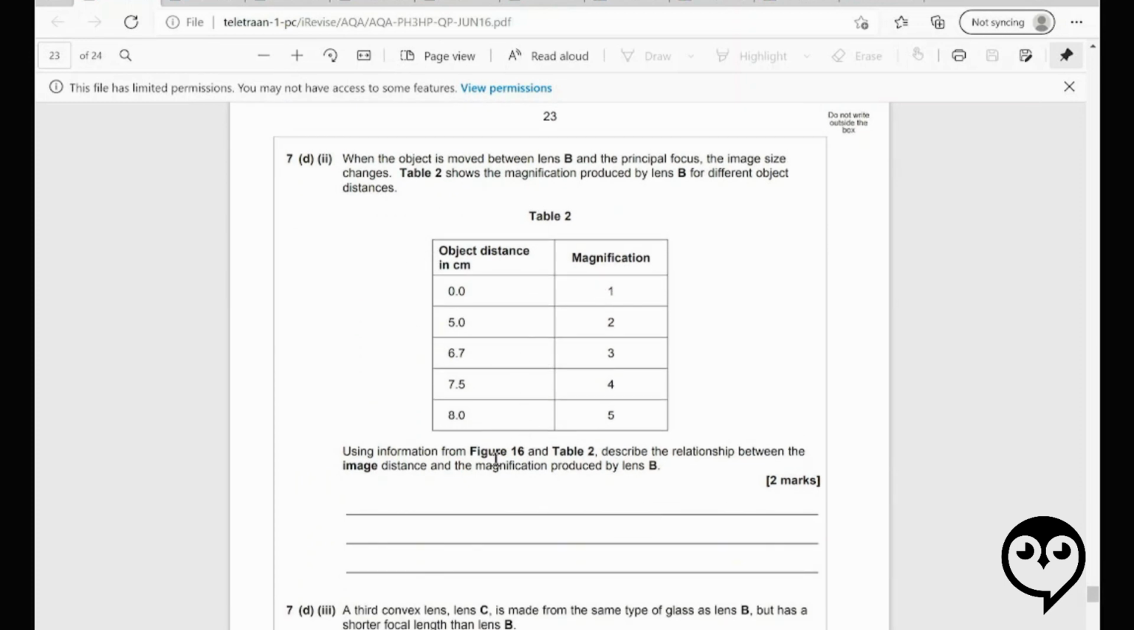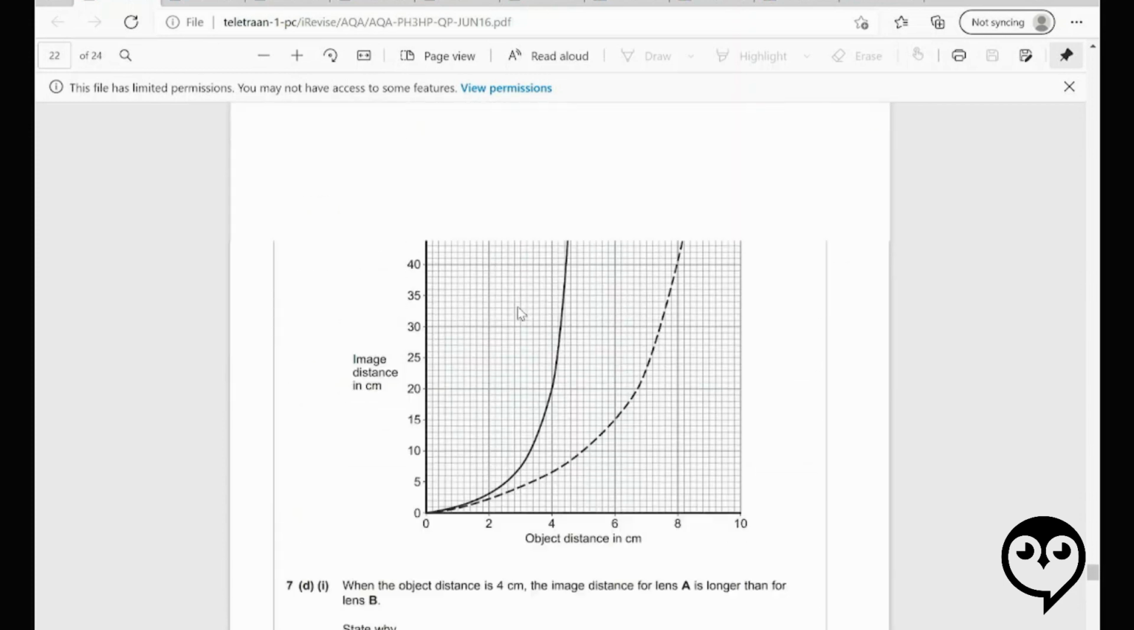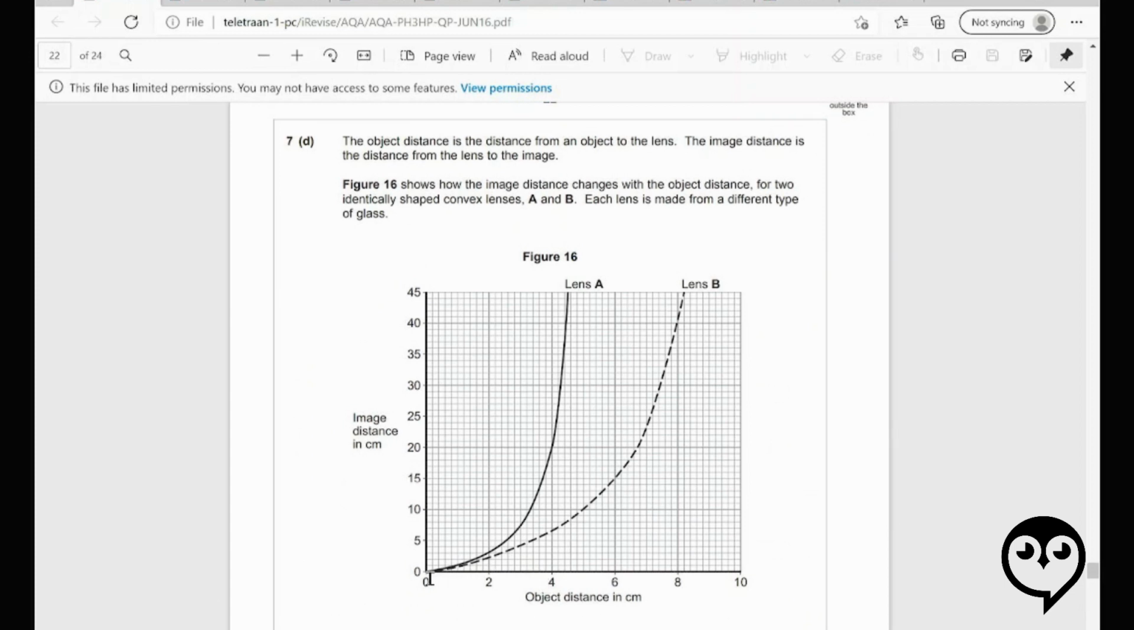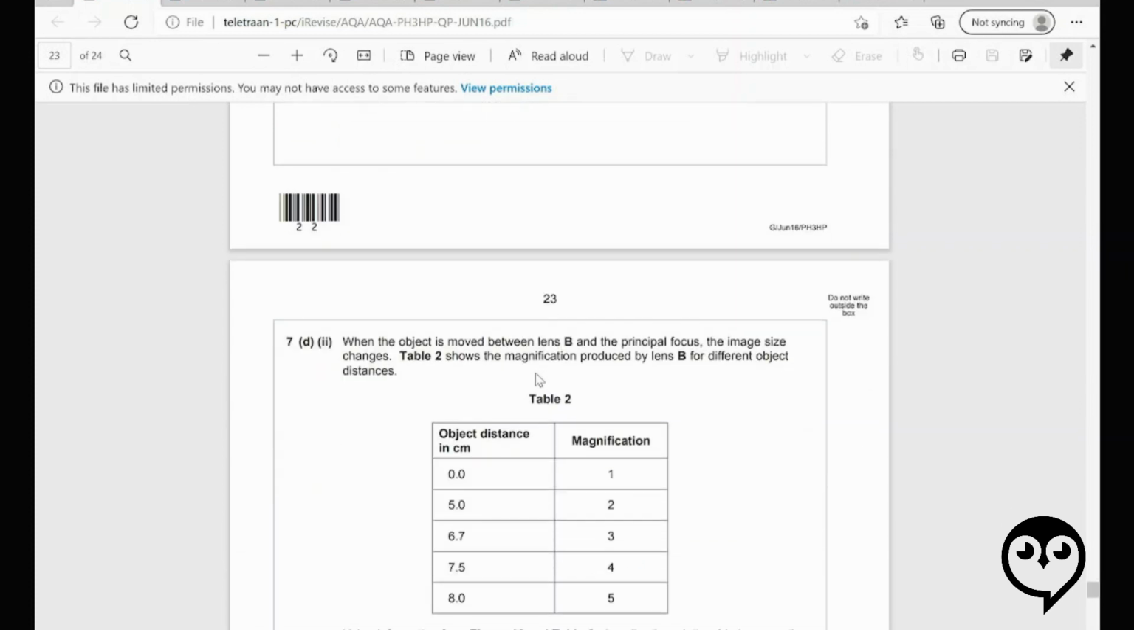Okay, and then on to part 2. You've got a table now, and they want you to use the information in the graph above. In this table, we've got the object distance in centimeters. This is for between lens B and the principal focus. And you've got the magnification. Right, so if we go up by 1 magnification, we go up by 5 in object distance. From 0 to 5, it looks like an image distance of 10 centimeters.